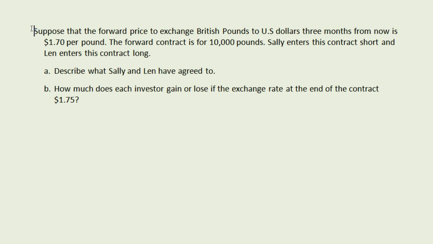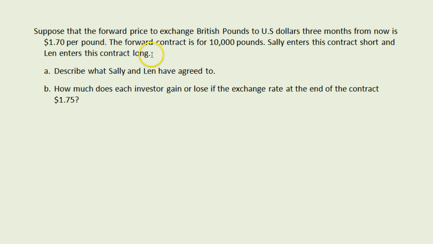In a short forward contract, you are obligated to sell. So when the question is asking here, describe what Sally has agreed to, Sally has agreed and has in fact obligated herself to sell 10,000 British pounds for $1.70 per British pound 3 months from now.